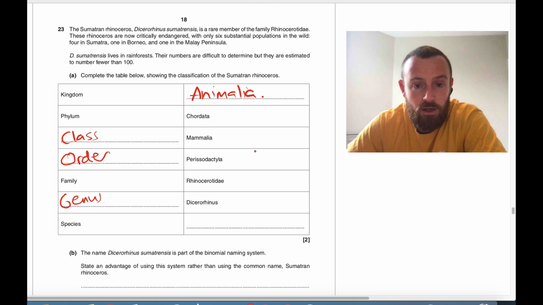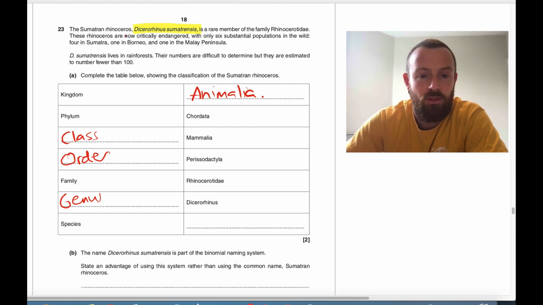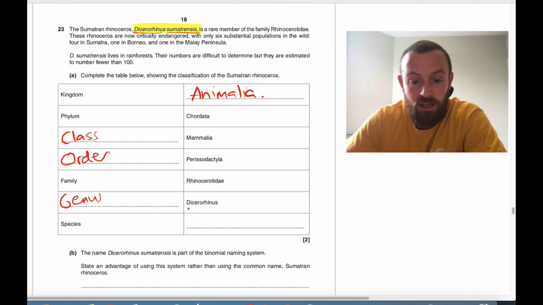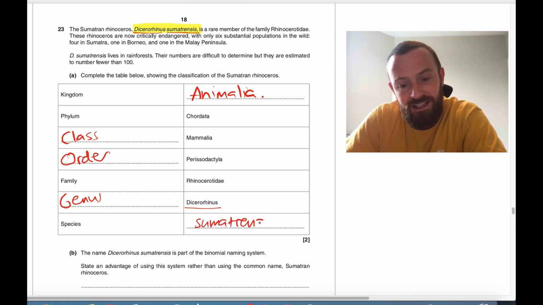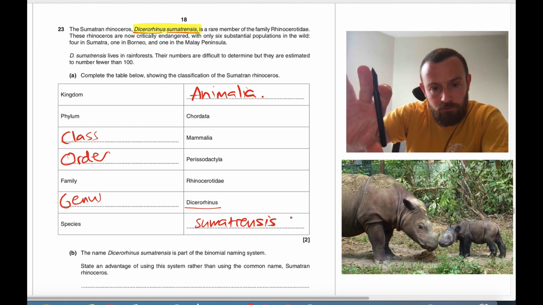Oh, I didn't do this one. Now, how do I know? How am I supposed to know what species this Sumatran rhinoceros is? Well, it says it up here: Dicerorhinus sumatrensis. You need to remember that this binomial naming system is the last two bits. Dicerorhinus is the genus, and sumatrensis is the species. Okay, I'm going to pop in a little picture now of these lovely guys.